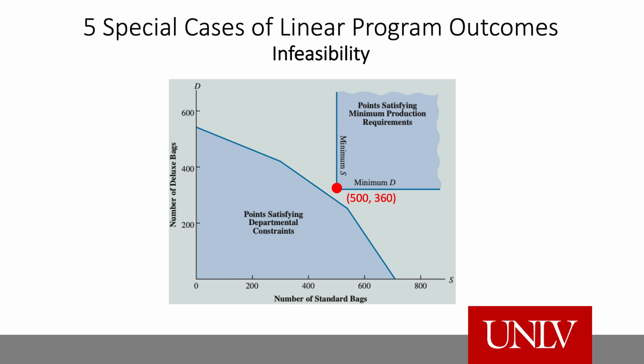So to illustrate this situation, we can look again at a problem faced by Par. Suppose that a manager specified that we need to have at least 500 standard bags and at least 360 deluxe bags. So that's also a constraint, right? Which means S should be at least 500 and D has to be at least 360.